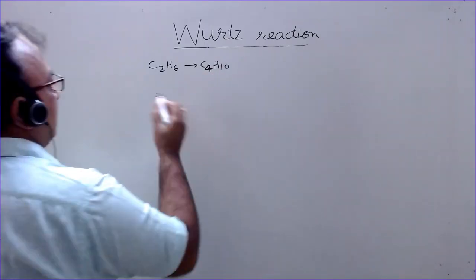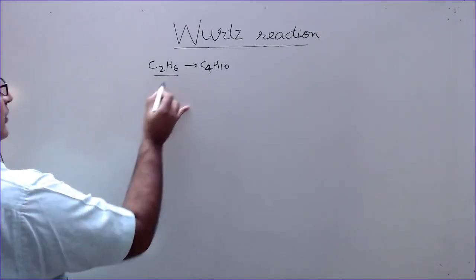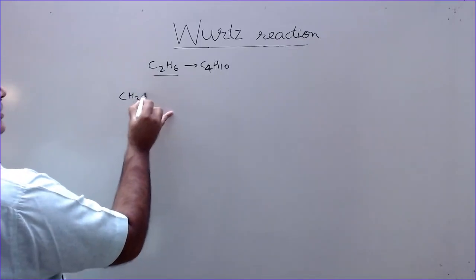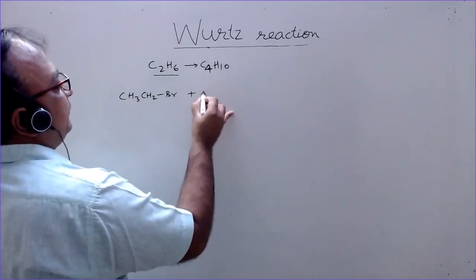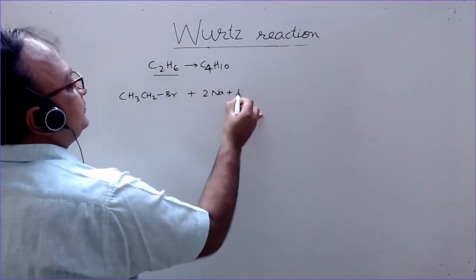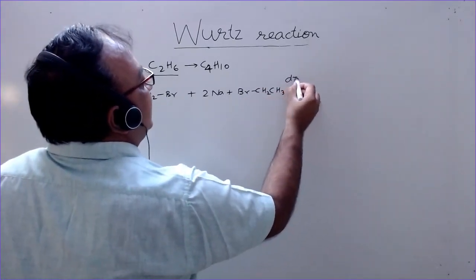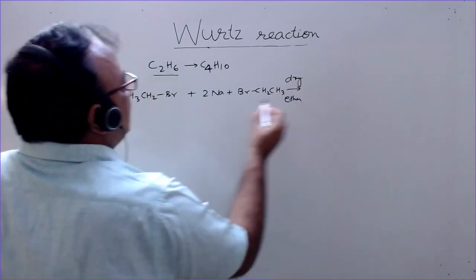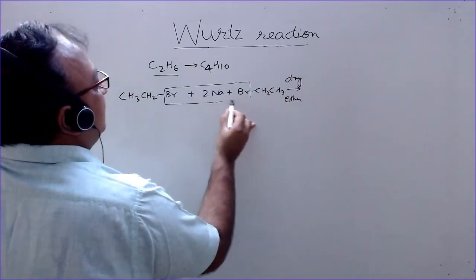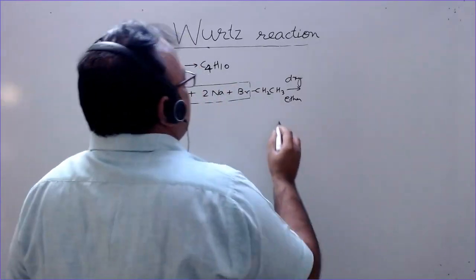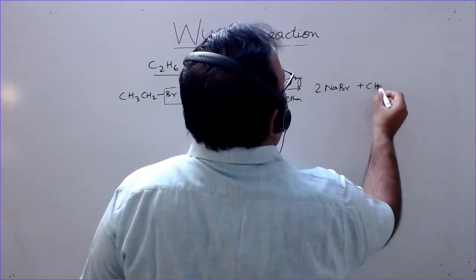So how does this happen? Take the halogen derivative of the alkane we are using, CH3CH2Br, and 2 molecules of it react with sodium in presence of dry ether. This sodium eliminates the 2 bromine atoms from the 2 molecules of the halogen derivative. So 2 NaBr is separated and you get butane.